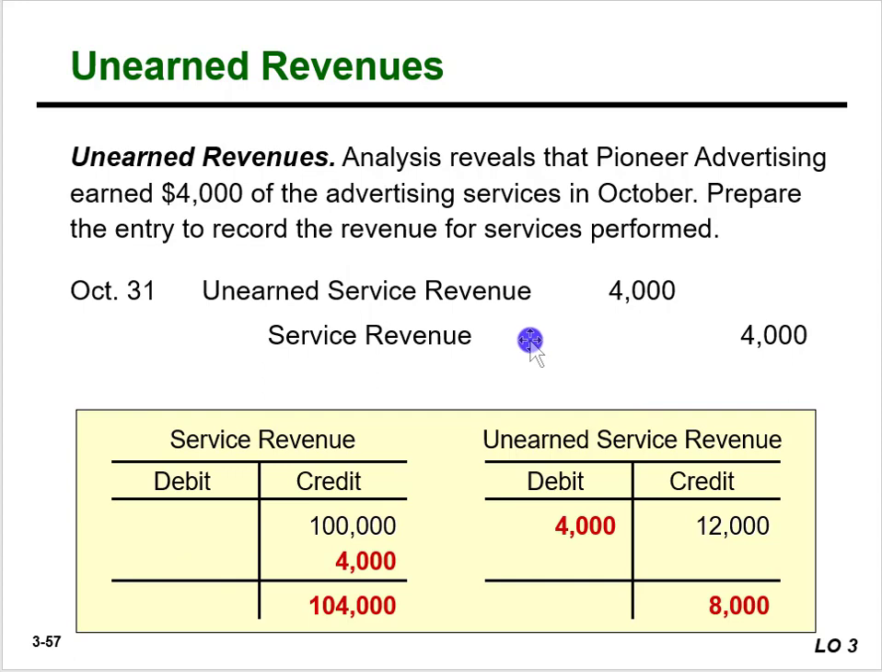Unearned revenue analysis. So analysis reveals that Pioneer Advertising earned $4,000 of the advertising services in October. Prepare the entry to record the revenue for services performed. And so here you're moving funds from the unearned service revenue account. That's why you're debiting it, and you're crediting a service revenue account to recognize the $4,000 that you actually earned. And so now the unearned service revenue T account is only showing $8,000 left, when your service revenue account has been increased by the $4,000.